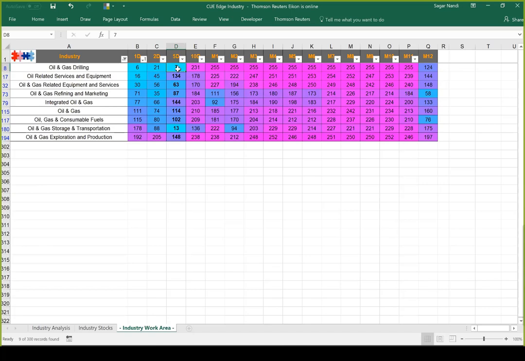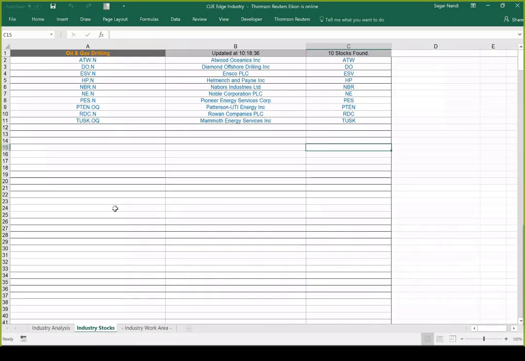Over 5 days, its rank is now only 7. The other one is oil and gas storage and transportation. However, oil and gas storage and transportation didn't continue the strength over the 2 days and 1 day period. Whereas oil and gas drilling has continued to hold on to its strength. So again, I can drill down by clicking on this button. And some of the stocks in oil and gas drilling will be brought up here. I found RDC from here.